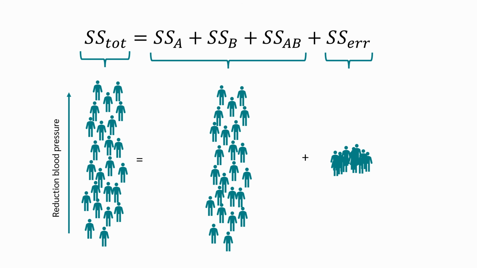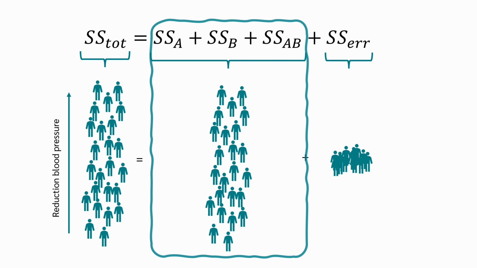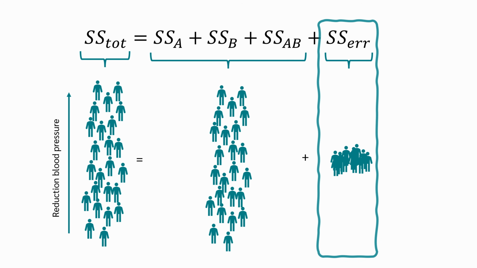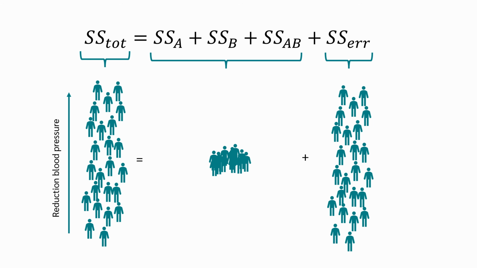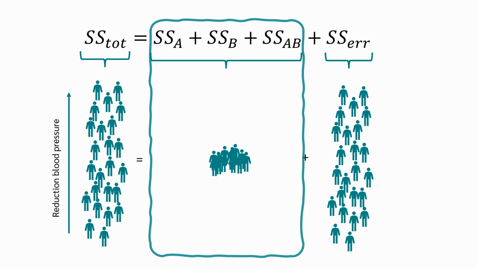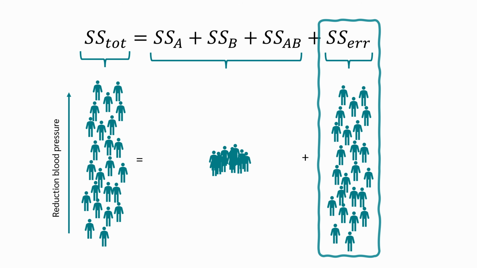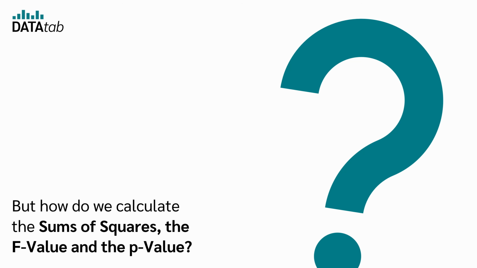If the result looked like this, we would be able to explain almost all the variance by factors A and B and their interaction, and we would only have a very small proportion that could not be explained. This means that we can make a very good statement about the reduction in blood pressure by the variable drug type, sex, and interaction. In this case, it would be the other way round. Drug type, gender, and the interaction almost have no effect on the reduction in blood pressure, and it all adds up in the error. But how do we calculate the sum of squares, the F value and the p-value?